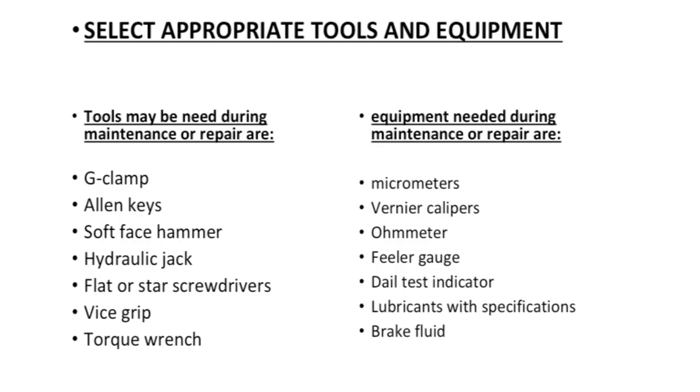Tools that we may need for maintenance or when we are repairing brakes and clutches are G-clamps, Allen keys, soft face hammers, and hydraulic jacks, with flat and star screwdrivers, as well as a vice grip with a torque wrench. Then equipment that we need when we are doing maintenance on brakes and clutches: micrometers, vernier calipers, ohmmeters, feeler gauges to measure the gap, dial test indicators to check the roundness of the shafts, lubricant with specifications, as well as the braking fluid.